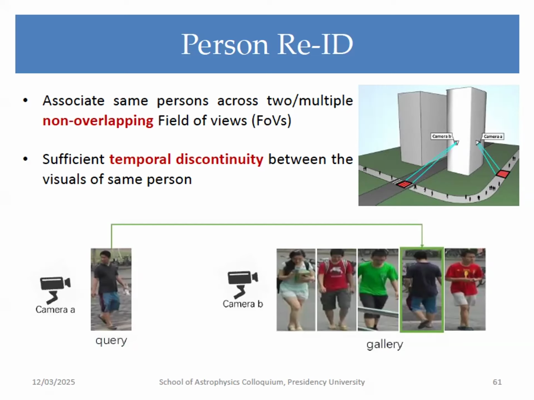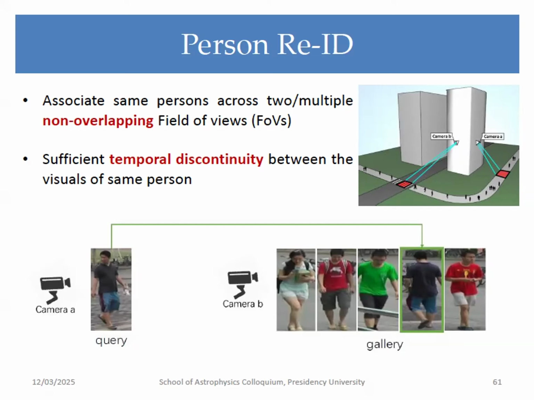The person can change his posture. The person can change his clothes. The person can put on a hat. There could be a change in weather condition. All these things make it very difficult to identify the same person. So we are re-identifying the same person. That's what makes it person re-identification.